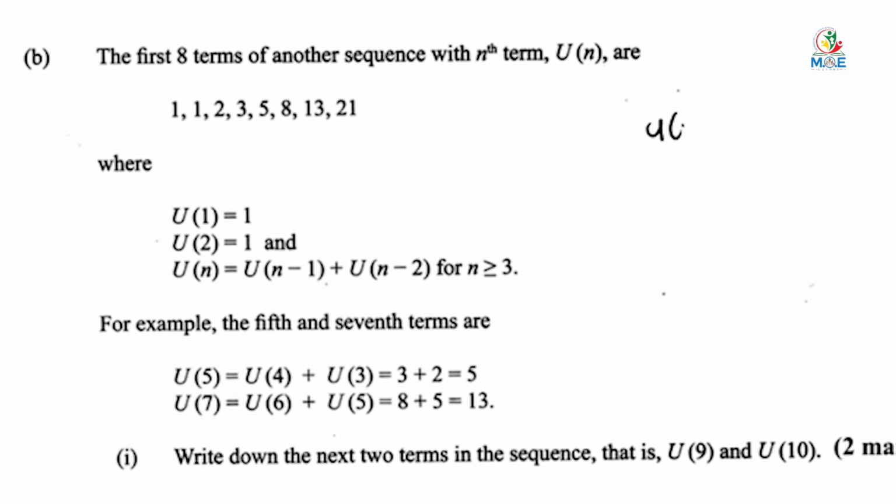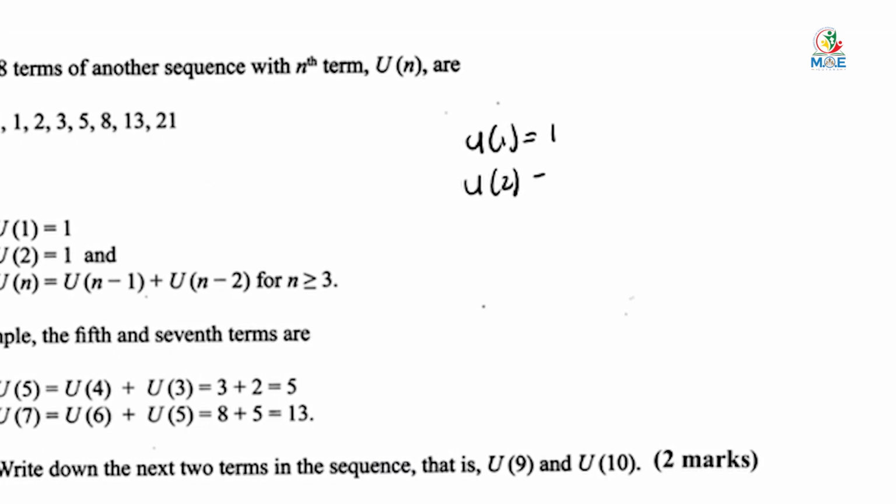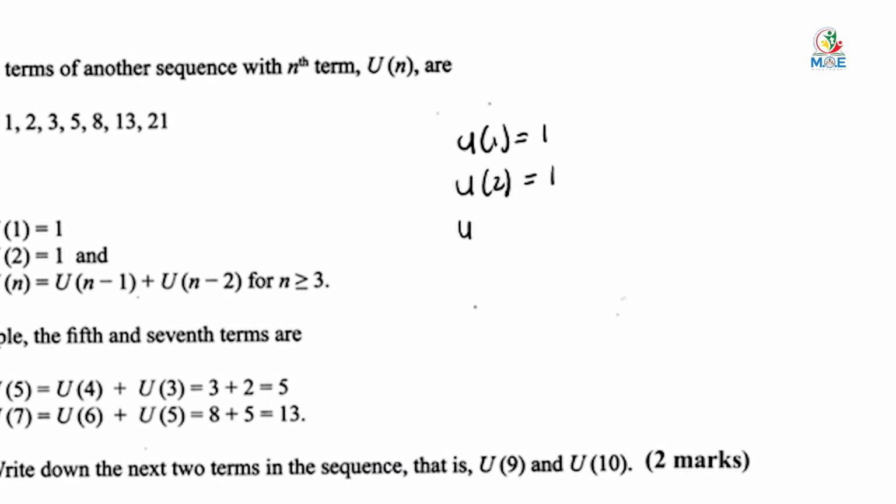So we know u1 is equal to 1. u2, the second term, will be equal to 1 again. So that u3, which is the third term, will be 2. And the fourth term, which is u4, will be 3. And the fifth term would be 5.